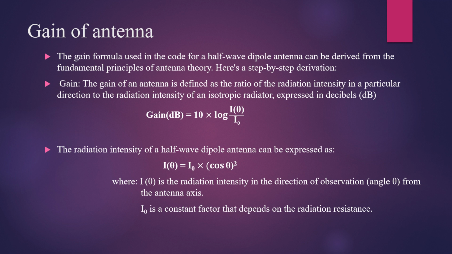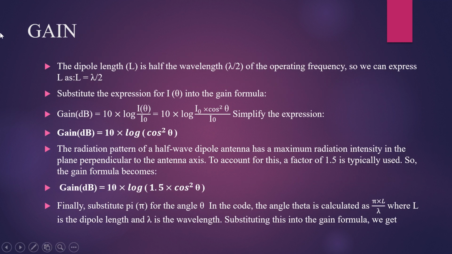The gain formula can be obtained from the basic definition of gain, that is, it is defined as the ratio of radiation intensity in a particular direction to the radiation intensity of an isotropic radiator. That is, gain is equal to 10 log I of theta by I naught. I of theta is the radiation intensity in a particular direction and I naught is the radiation intensity of an isotropic radiator. I of theta can be expressed as I naught cos square theta. By substituting this, we get the gain formula as 10 log cos square theta.